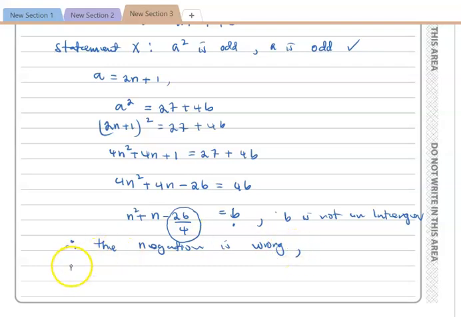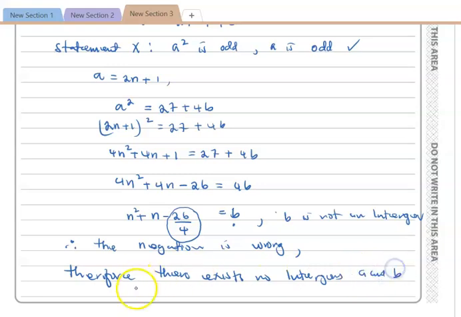That means that therefore there exist no integers a and b for which a squared minus 4b equals 27. That's your proof.